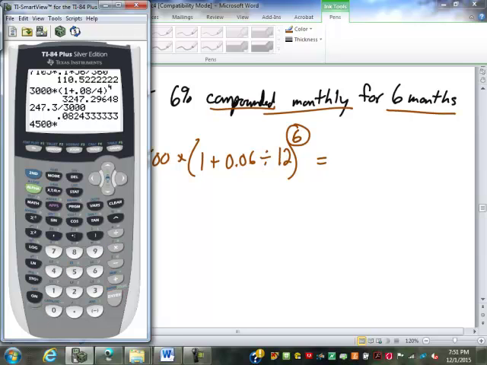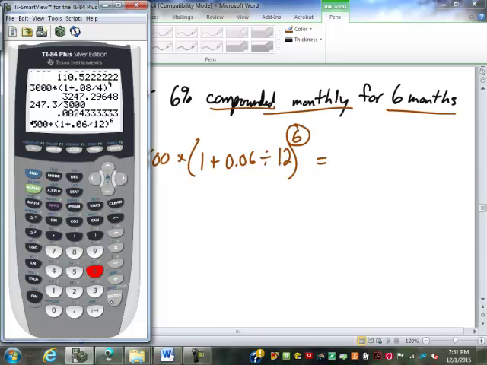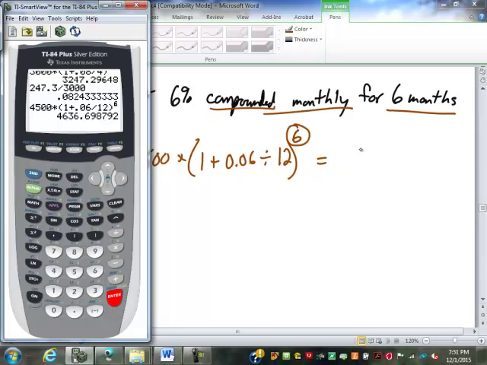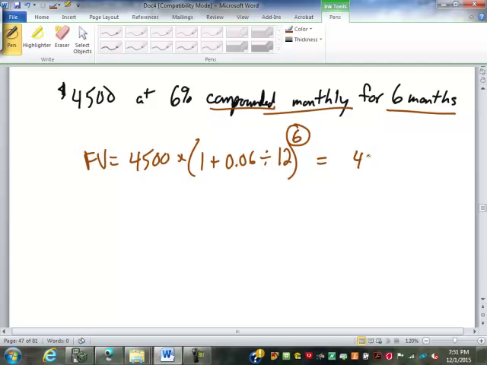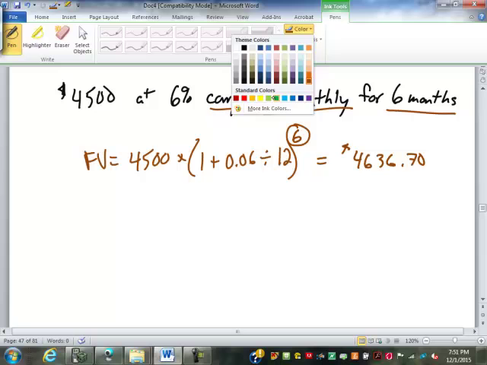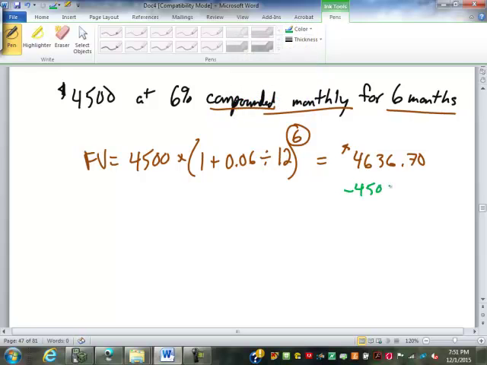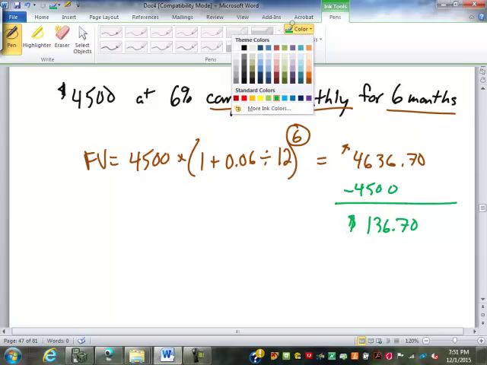4,500 times 1 plus 0.06 divided by 12, to the power of 6. So that's a little bit confusing. Here we still use the full 12 because we're dividing our rate to get our rate per period. For the power, though, we only use 6 because that's the number of periods that we have. That's 4,636.70. It's our future value, and we subtract the original 4,500. We get $136.70 as our interest.